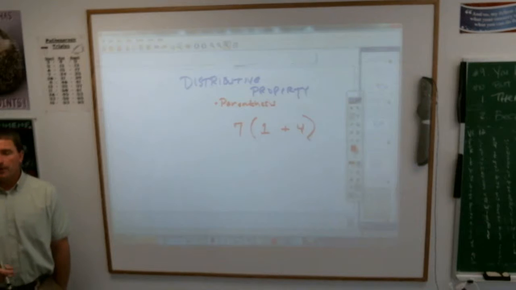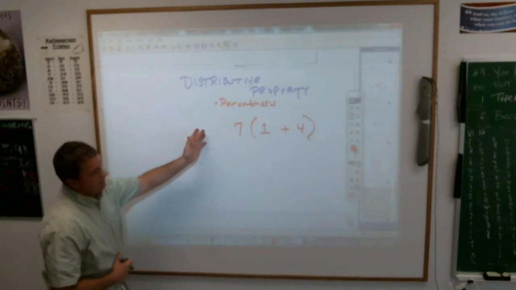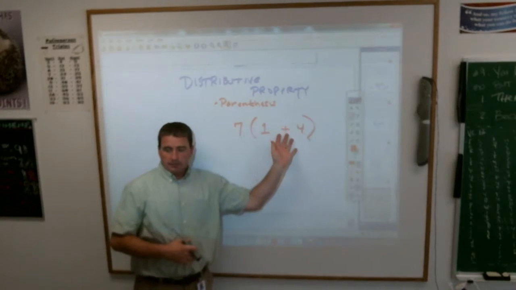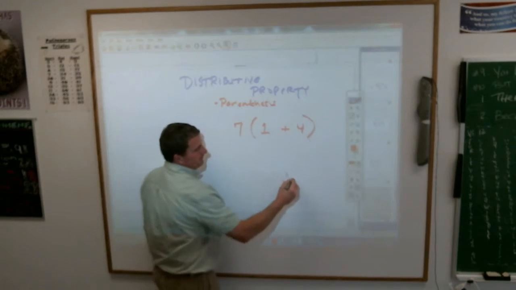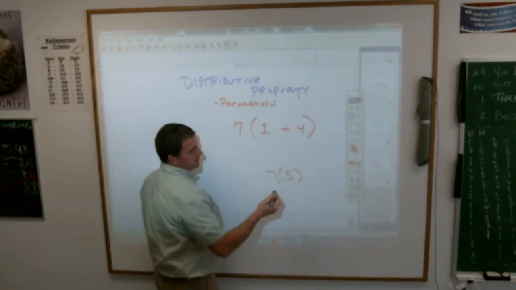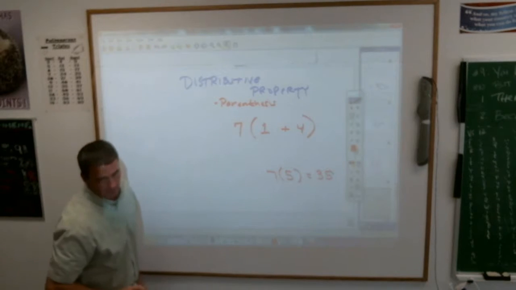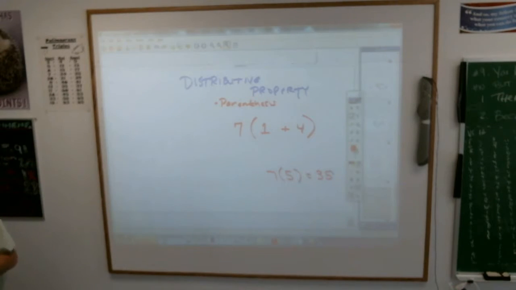If I gave you that problem to do, boys and girls, you probably could do that because how would you go about doing this, Andrew? Add 1 and 4 first. Yep, you'd add 1 plus 4 and get 5 in the parentheses, and then you would multiply and get 35. That's not the distributive property. That's order of operations. You do parentheses first.